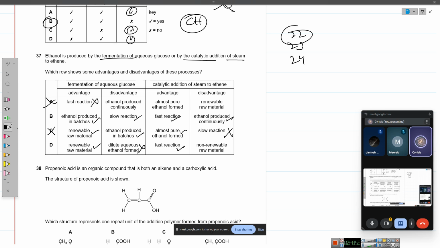So this gives it away. I think the only one, this is also correct, right? They are non-renewable. So I think B is the only one, right? Ethanol produced in batches, we get small batches of, like, this is called brewing, right? Brewing versus the industrial one.